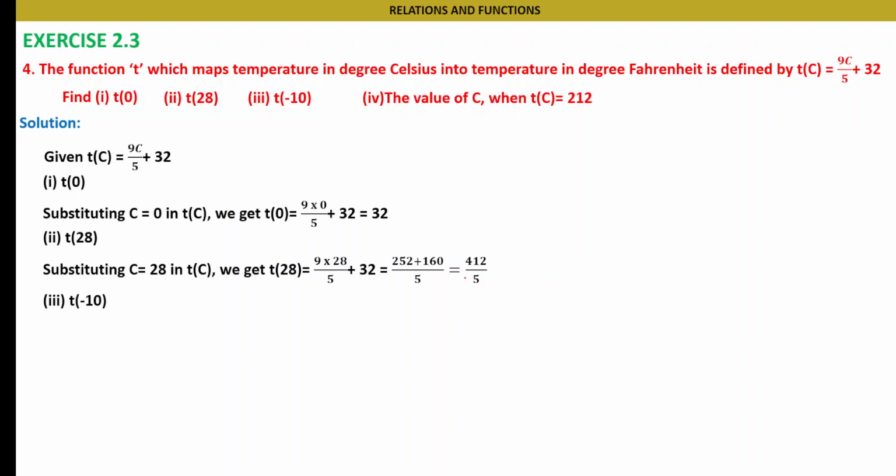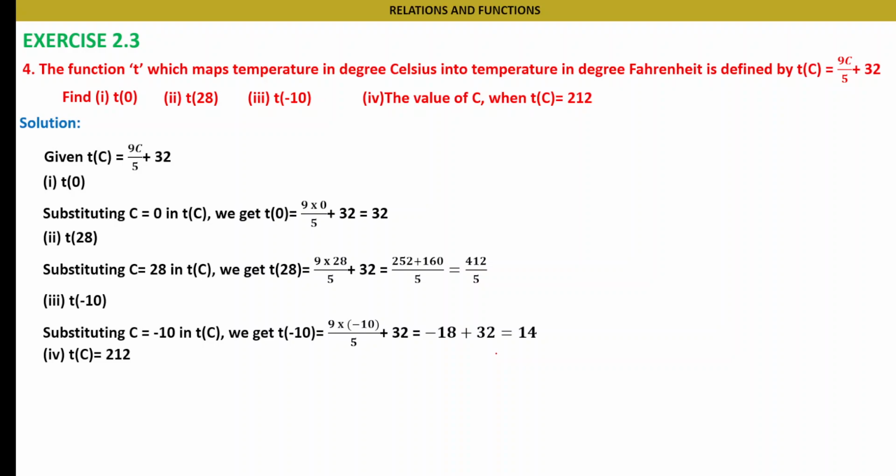Third one, T of minus 10. Substituting c as minus 10 in T of c, we get T of minus 10 as 9 into minus 10 divided by 5 plus 32. 5 twos are 10, so 5 into minus 2. So, 9 into minus 2 is minus 18. Minus 18 plus 32 is 14.